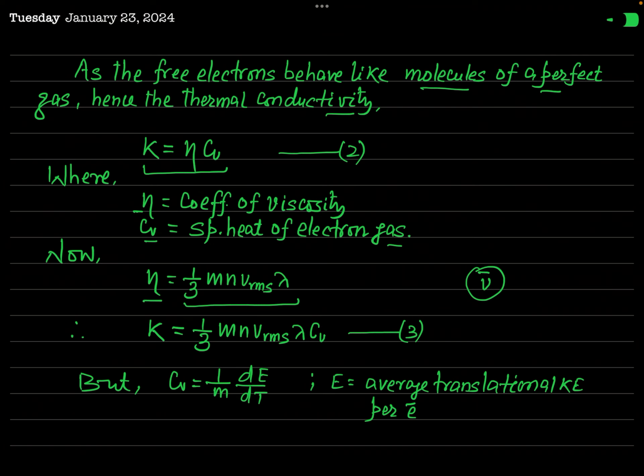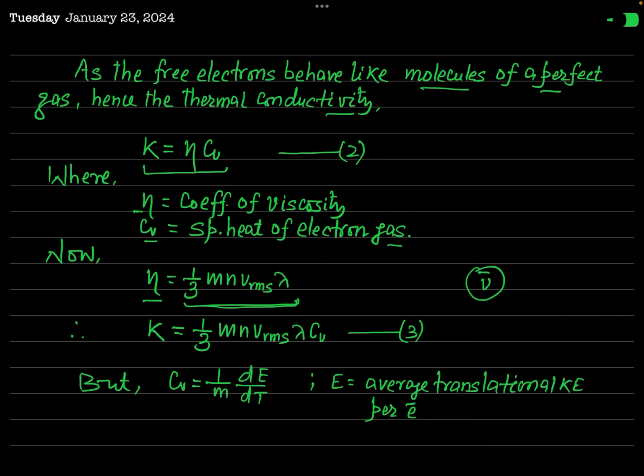If a question is asked to explain the Wiedemann-Franz law, you have to write in this way. You have to write these results directly, because these results have been obtained in the kinetic theory of gases, and the results of kinetic theory of gases can be used in explaining the properties of metals on the basis of Drude theory. So remember that eta is given by 1/3 mn Vrms into lambda.